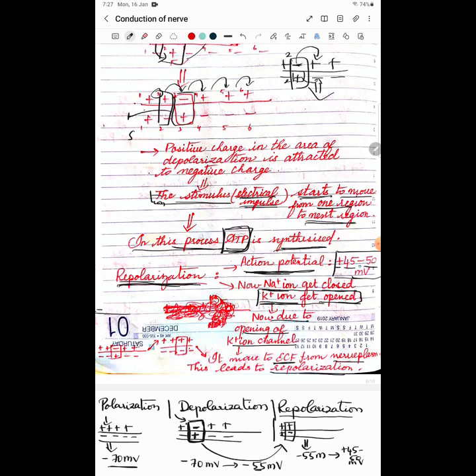So just listen here. This stimuli has to move from one region to the next region. For that, this potassium ion channel should get opened. So after the opening of the potassium ion channel only, what will happen? The charges will start to attract, and this stimulus, this nerve impulse, will be moving on, that is, will be conducted from one region to the next region. So this is called the conduction process or repolarization phenomenon. Understood? Thank you.